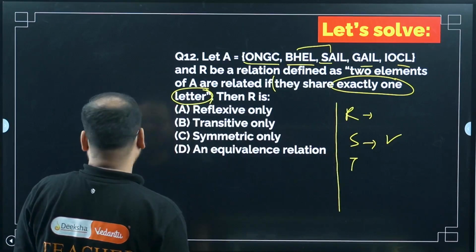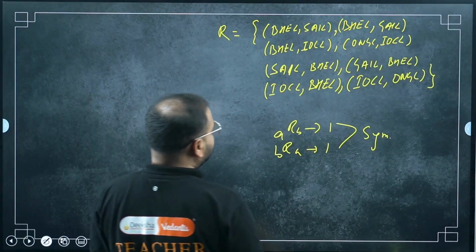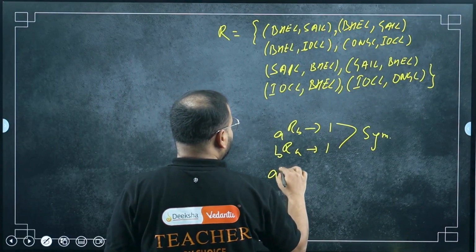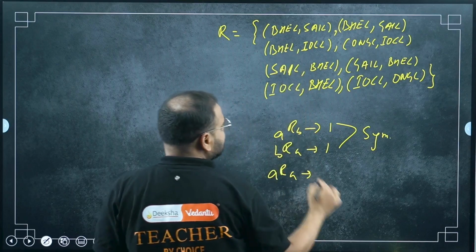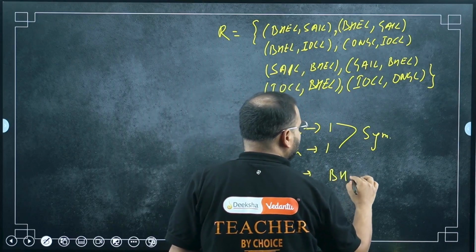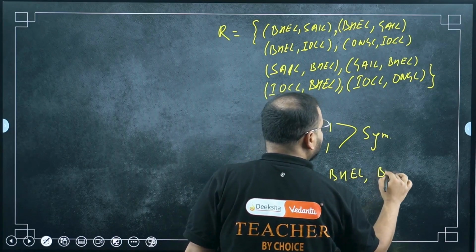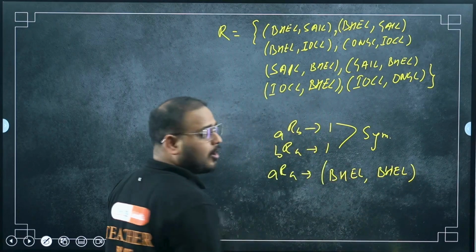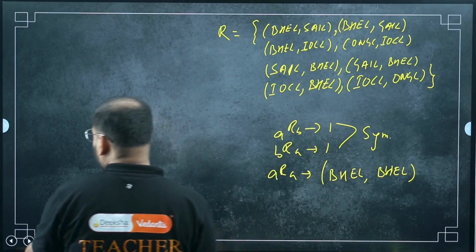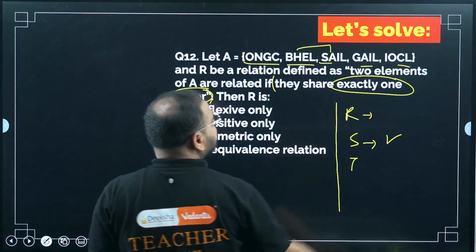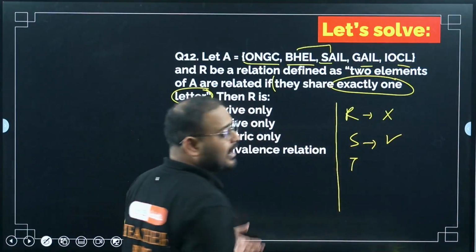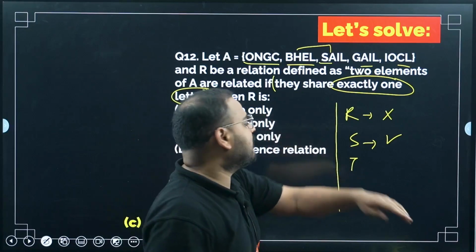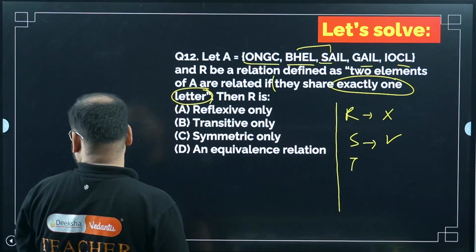What about reflexive, sir? Reflexive will look like what? ARA. Let me write it like this: the element will look like BHEL, comma, BHEL. Correct? How many letters do they have common? Sir, 4. But what are they asking in the relation? Only one common, exactly one. So reflexive is not possible, because if you write the element with itself, then 4 will be common. So not possible, sir.